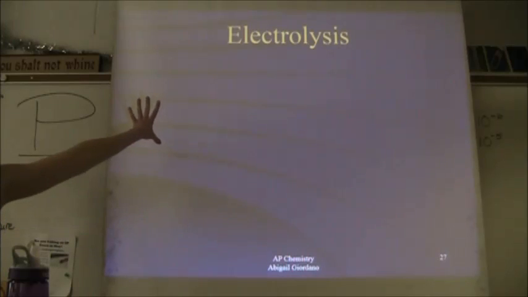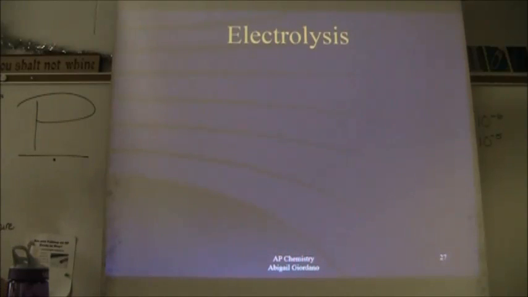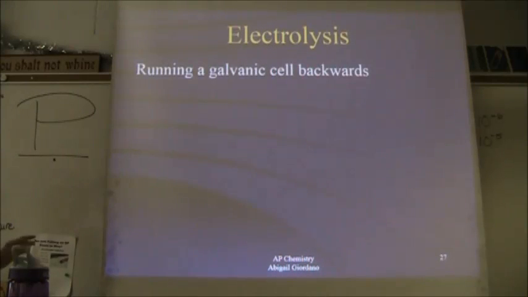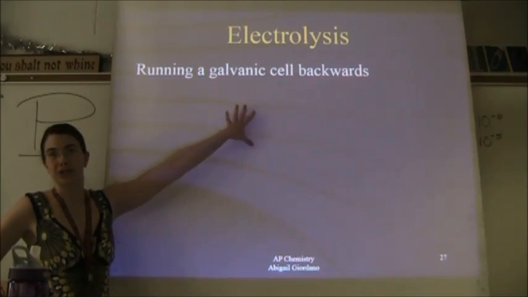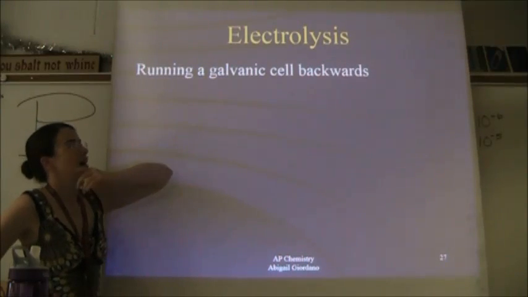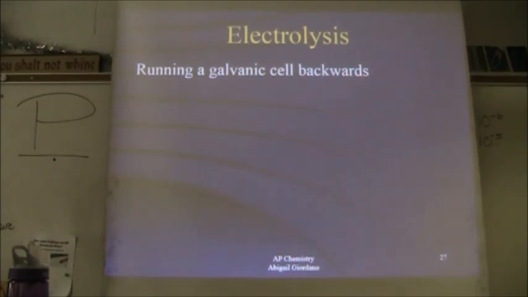Okay, this is our final topic, ladies and gentlemen. You have a galvanic cell, which is what we've been talking about mostly. There is also something called an electrolytic cell, which is running a galvanic cell backwards. Okay? That means moving the electrons in the opposite direction through the wire.